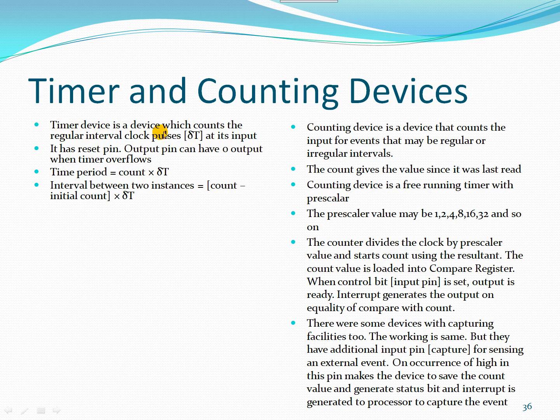The timer device is a device which counts regular interval clock pulses. That is, that particular clock pulse will be having the time period of del t at its input. So we will be given an input, which will be regular time interval clock pulses. We will be having square pulses which have an on period of del t. Those kinds of square pulses are going to be the inputs for the timer devices. Based upon those inputs, the timer devices will be working.